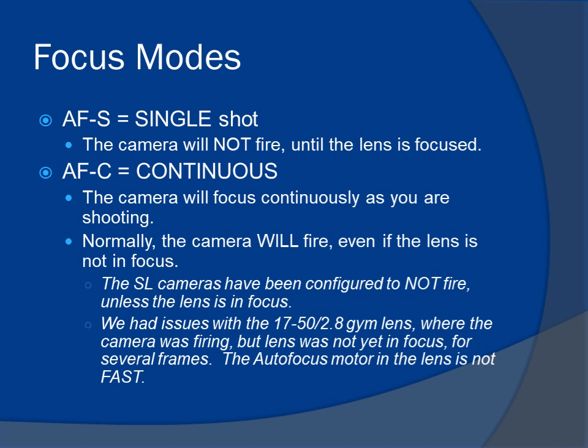The sports leadership cameras have been configured to not fire unless the lens is in focus. We had issues with the 17-50 Gem lens, where the camera was firing, but the lens was not yet in focus for several frames. The autofocus motor in that lens is not fast.